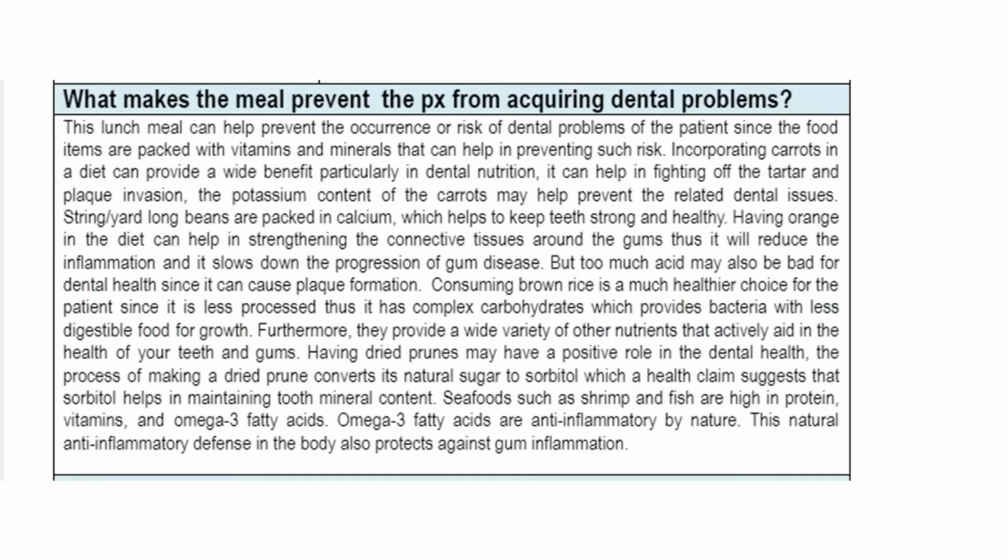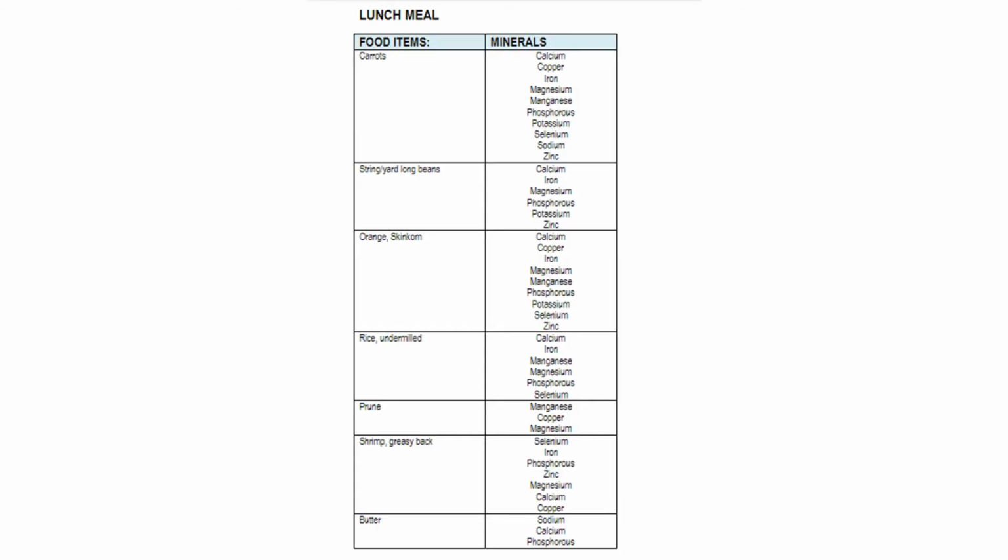The food items in the lunch meal are packed with vitamins and minerals which can help prevent the occurrence or risk of dental problems. To mention one, eating carrots can help in fighting off tartar and plaque invasion. The calcium content of string beans helps keep the teeth strong and healthy. Orange strengthens the connective tissues around the gums, and the sorbitol content of dried prunes helps in maintaining tooth mineral content.